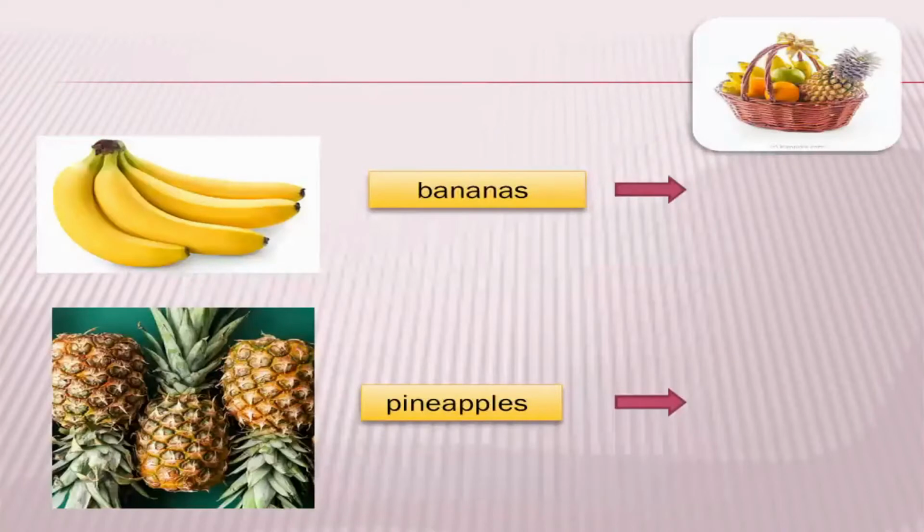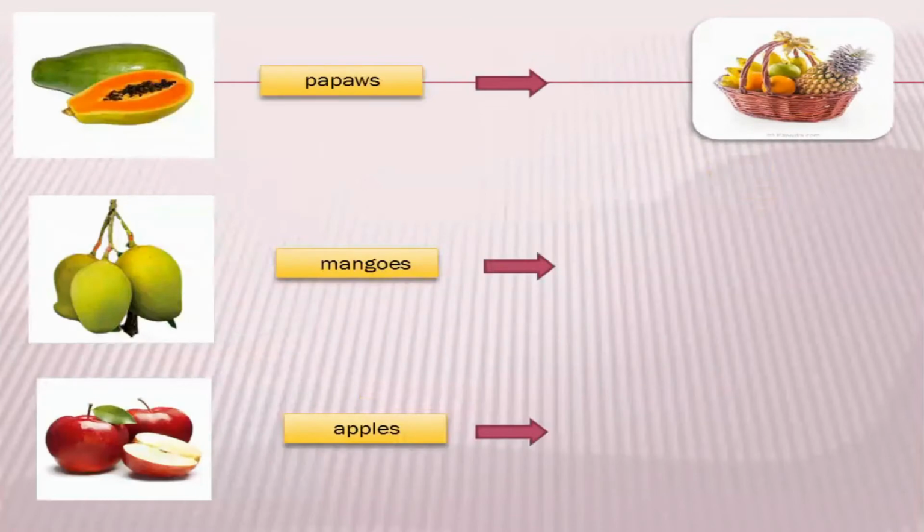Hands up those who like bananas. Good. It's 5. What about pineapples? Fine, it's 8. How many of you like peppers? It's 4. How about mangoes? Well, it's 5. Hands up those who like apples. Oh, it's only 2. Let's look at the bar graph.